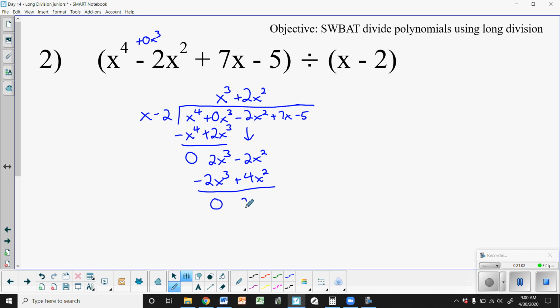This will be a 2x squared. Bring down the number. Oops, I said it before asking. What do we do next? That's right, bring down the number. All right, so now what do we do next? That's right, we divide the first term.